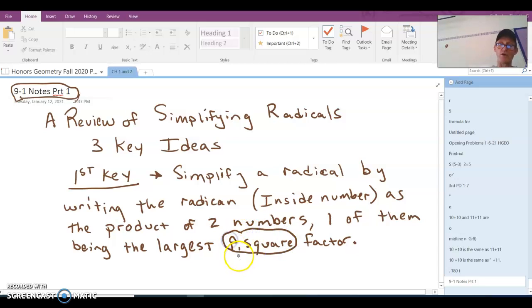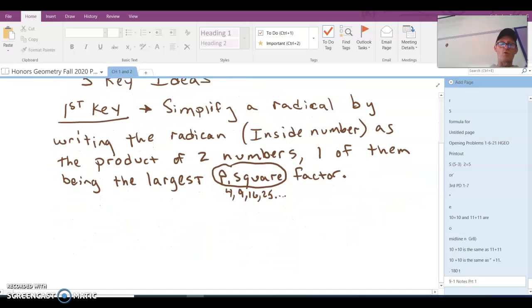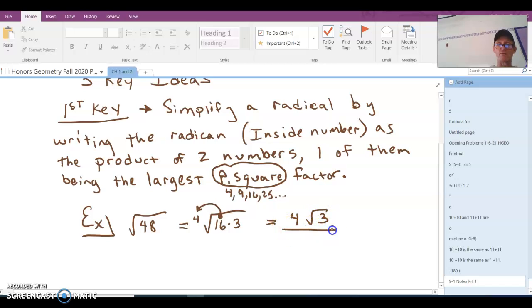Now, perfect squares, these are numbers like 4, 9, 16, 25, and so on. So, for example, the square root of 48. The largest perfect square that's a factor of 48 is 16. So this is equal to 16 times 3. Okay, now the 16 comes out as a perfect square of 4. So the square root of 48 is equal to 4 times the square root of 3. That's how you simplify a radical. Okay, so that's one main idea.